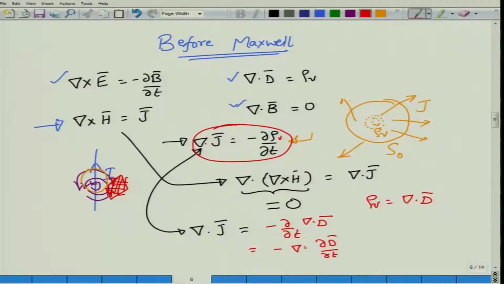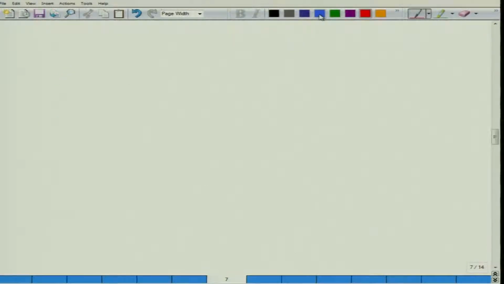Now I can bring this quantity, the divergence of del D by del t, onto the left hand side, and then essentially obtain a simplified equation which tells you that del dot J plus del D by del t is equal to 0. Now this equation kind of makes sense, and this is called the current continuity equation. Why is it called the current continuity equation?